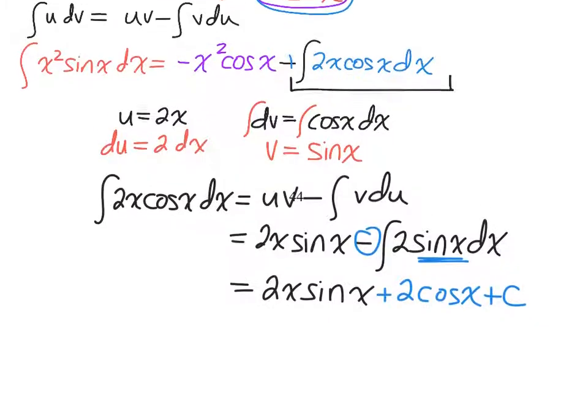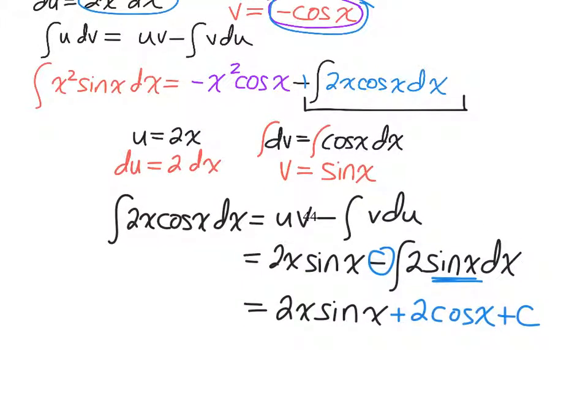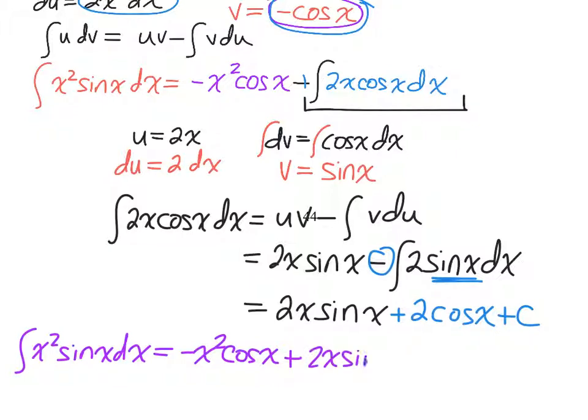However, this here is just this part. If I want my complete final answer, I have to include that negative x squared cosine x. So, final answer: the integral of x squared sine x dx is equal to negative x squared cosine x plus 2x sine x plus 2 cosine x plus c.